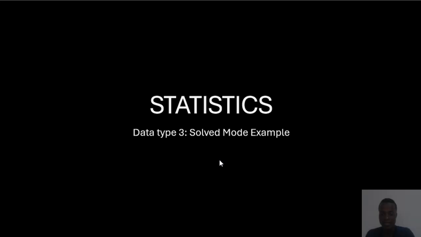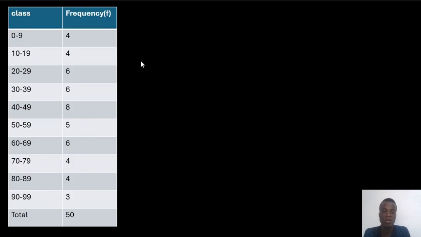Some time was spent explaining the concept of mode for data type 3. Let's, as usual, take this session to solve a typical question on mode for data type 3. From the previous session, we learned that to find the mode of data type 3, we need some items, some tools. So this was the general formula.